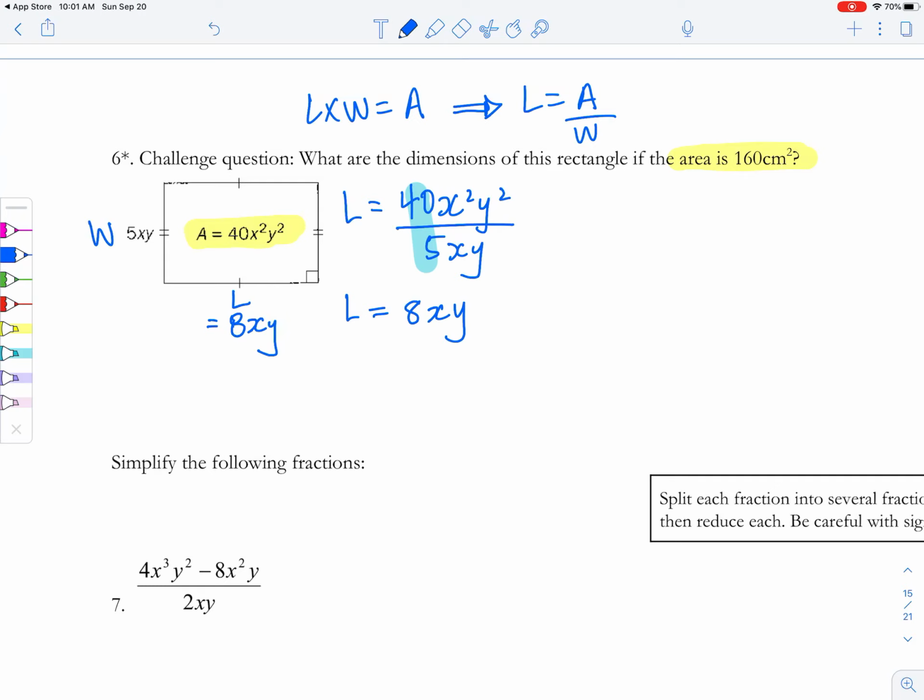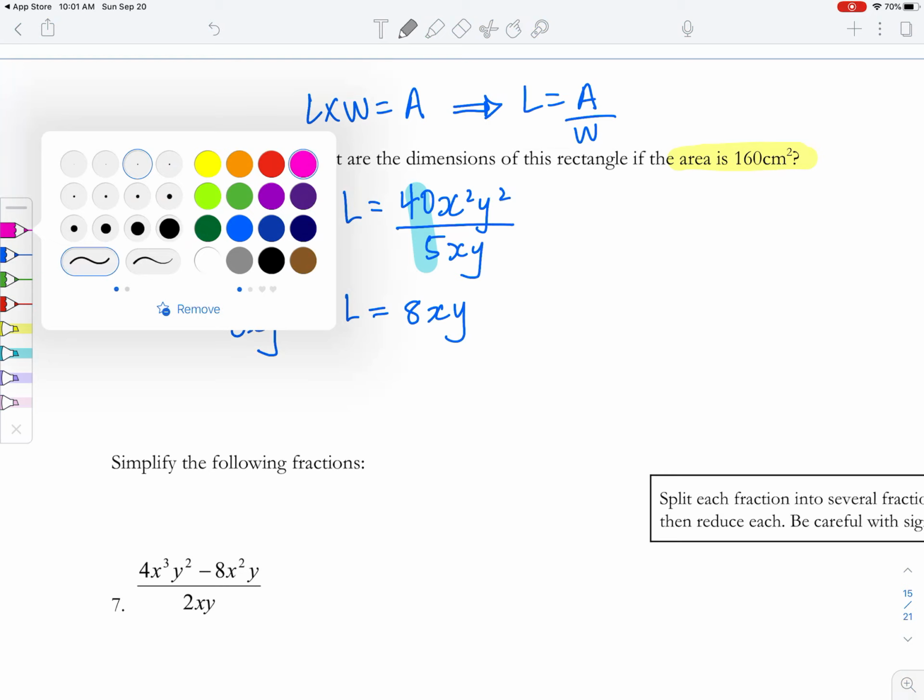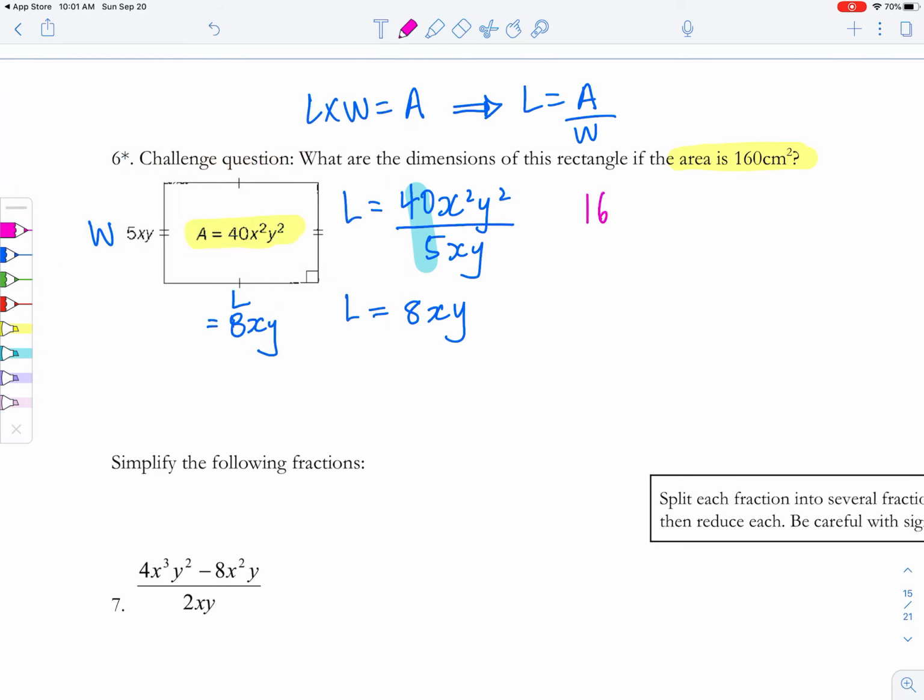And then we've got this other piece of information. We know that 160 also equals our area. So 40x squared y squared. I'm going to divide both sides by 40. So I get 4 equals x squared y squared. And for here, there could be some weird decimal ways of doing it, but we're going to use guess and check to see some number squared times some other number squared equals 4.